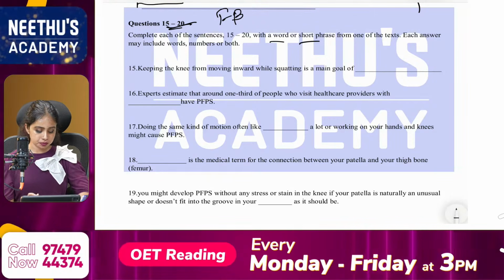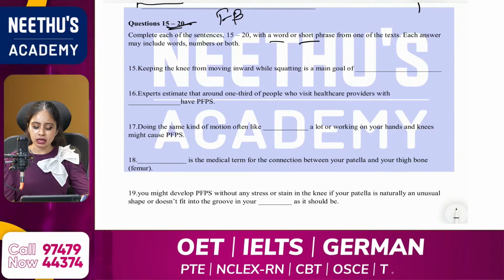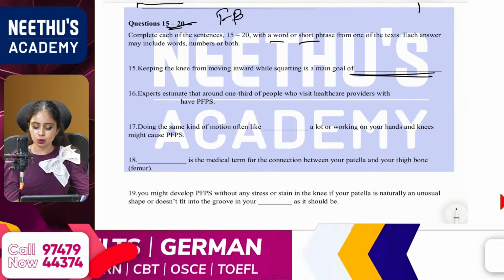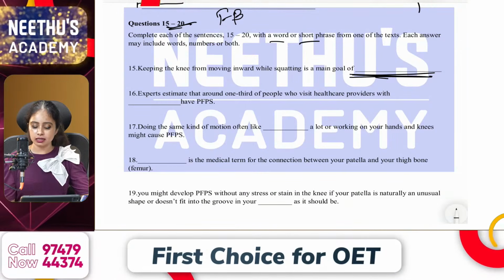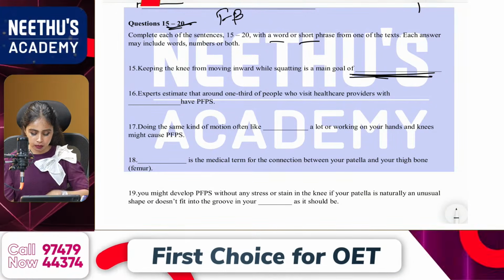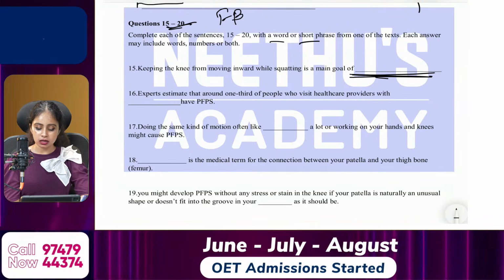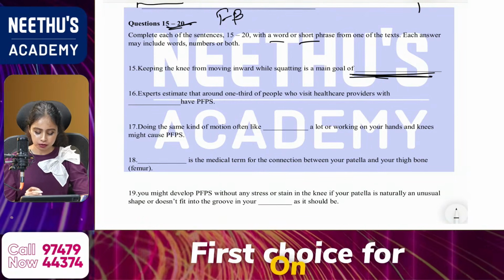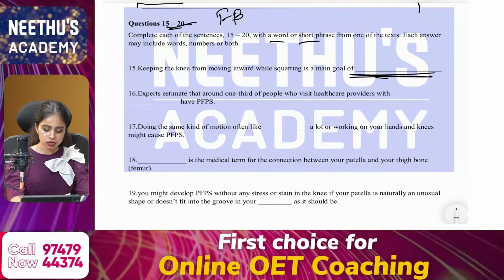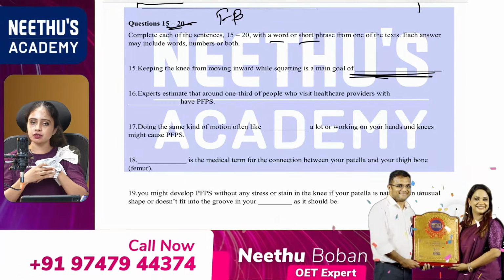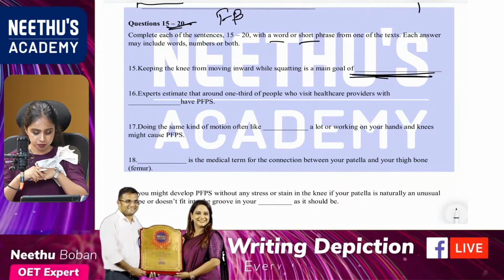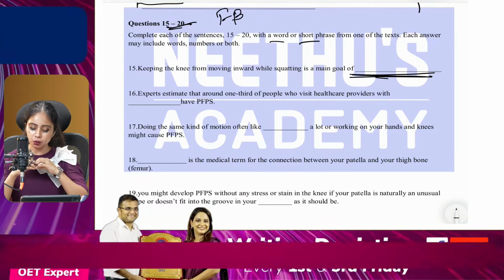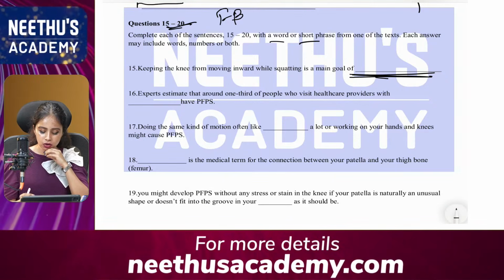So the 15th one. Keeping the knee from moving inward while squatting is a main goal of dash. So which word or words are missing? Keeping the knee from moving inward while squatting is the main goal of dash. Where is it mentioned? Any idea? What is the answer for the 15th question? Please let me know.